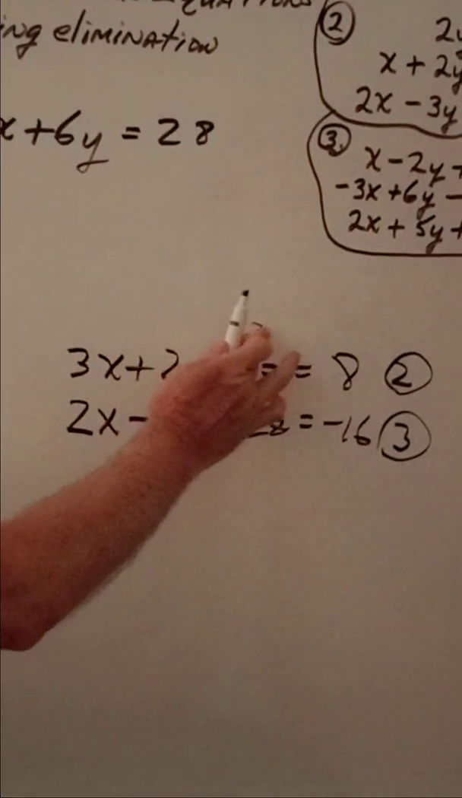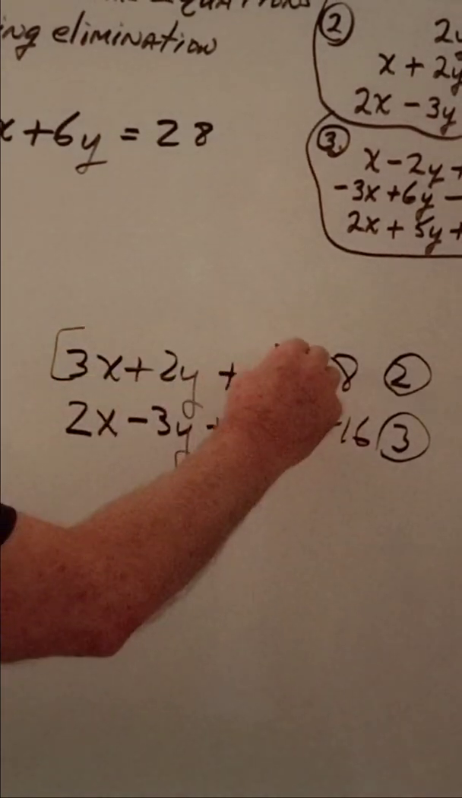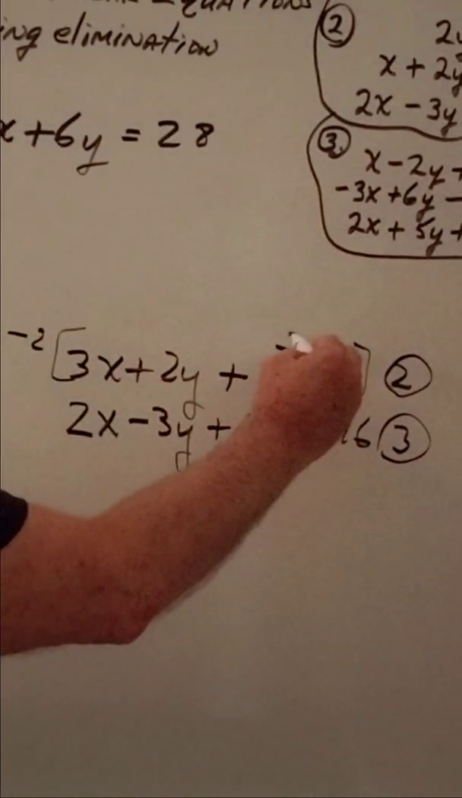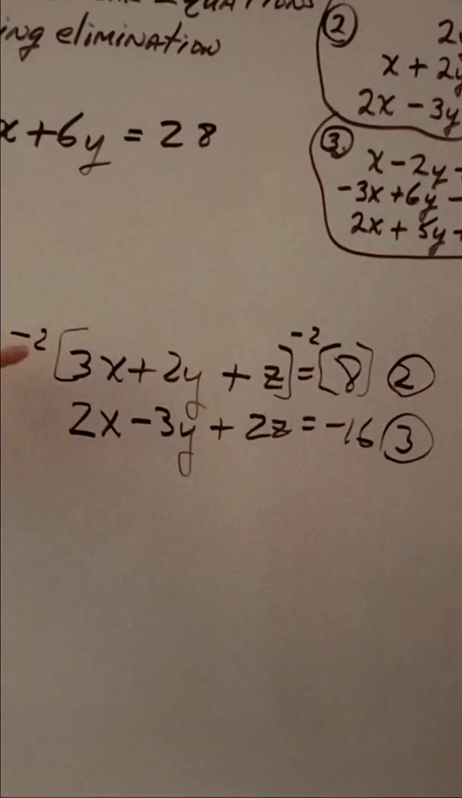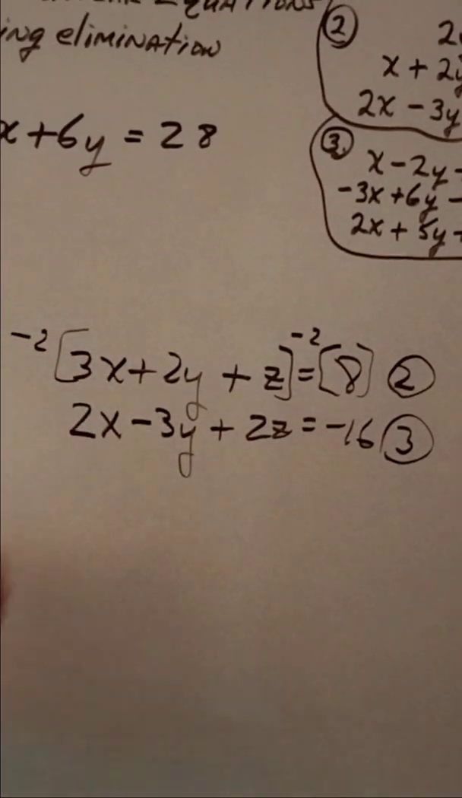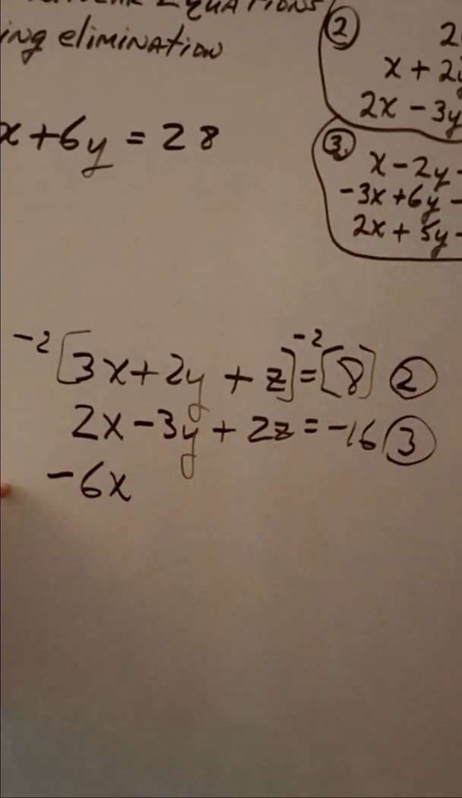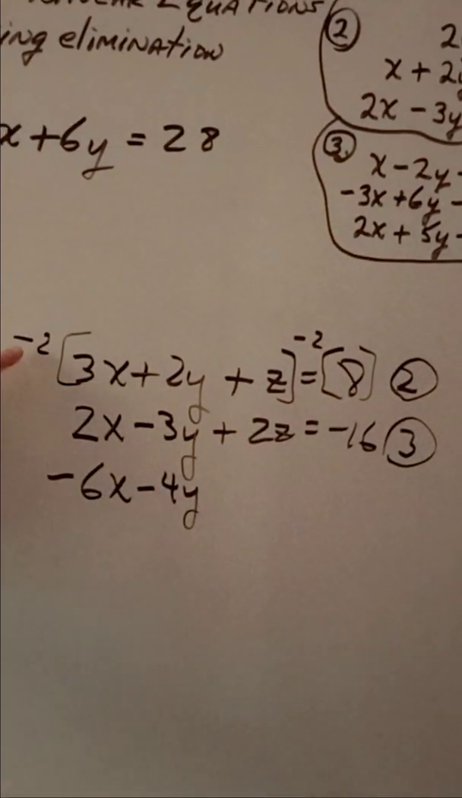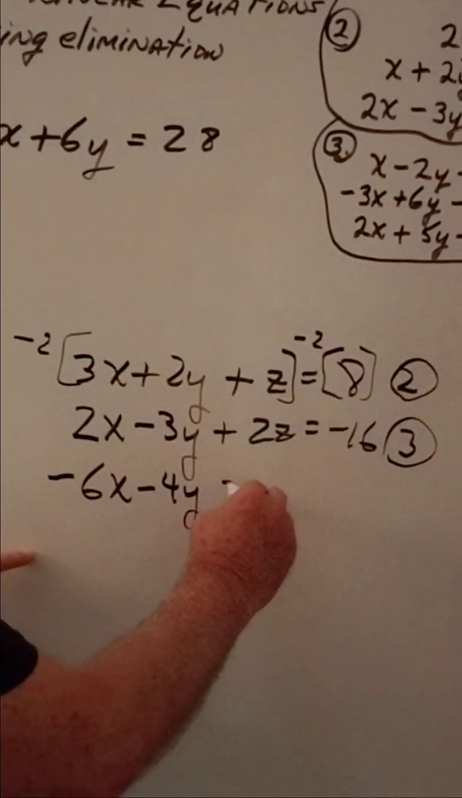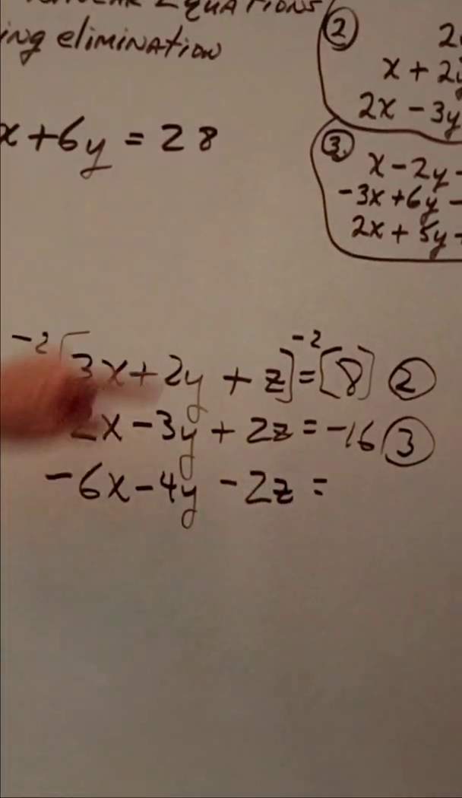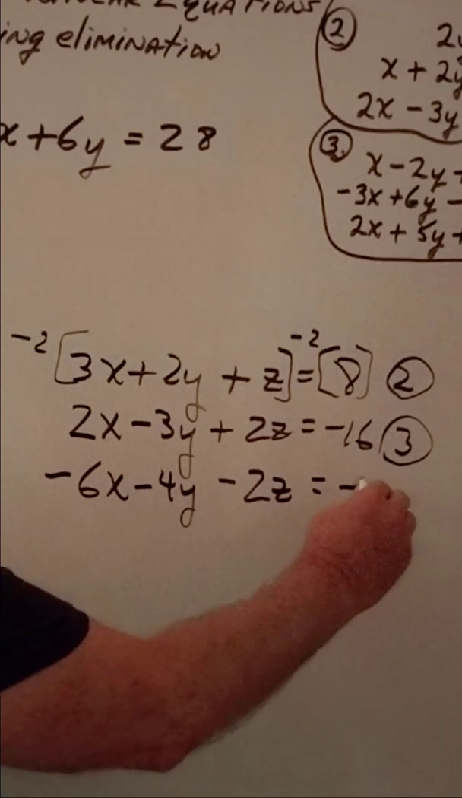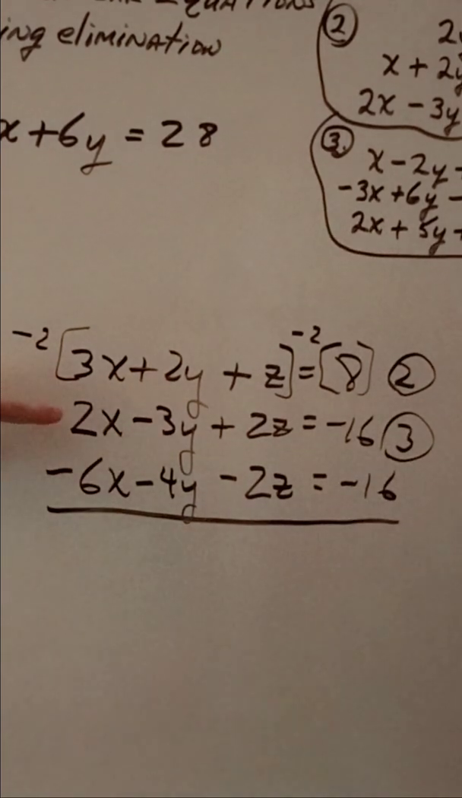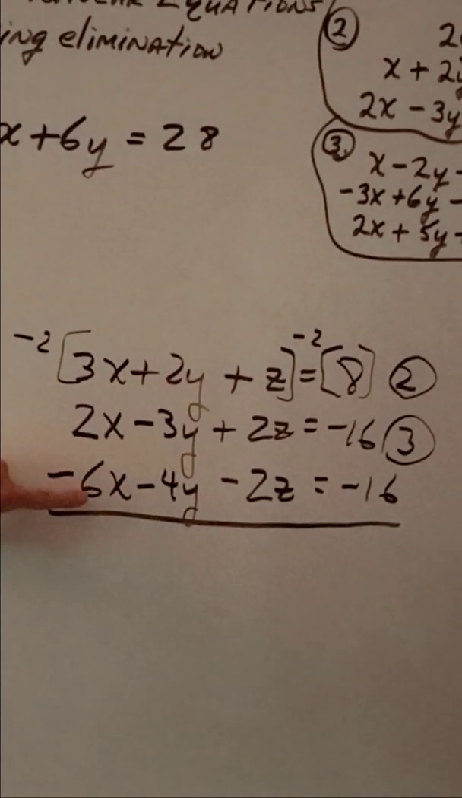So we're going to multiply both sides of equation number 2 by a negative 2. So we'll put a negative 2 there and a negative 2 there. Here we go. We'll distribute. Negative times positive, a negative 6x. Negative times positive, a negative 4y. Negative times positive, a negative 2z is equal to negative 2 times 8, a negative 16. Draw the line. Take this middle equation and we'll add it to the bottom one.